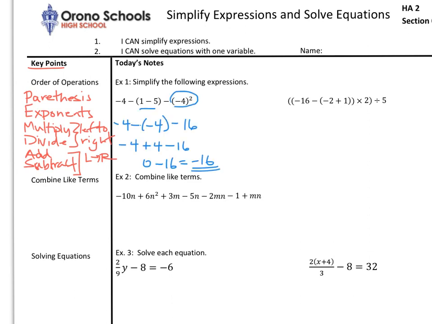Did you get negative 16? If so, you followed the correct order of operations to simplify. If not, let's take a look at the steps that I did to simplify. I recognized not only did we have parentheses, but we had an exponent. I took 1 minus 5 and got negative 4, and I kept it in parentheses because of the subtraction in front of it. When I had minus negative 4 squared, I did that negative 4 squared first due to order of operations, and I got minus a total of 16. The double negative in the middle made it negative 4 plus 4 minus 16. And 0 minus 16 stays negative 16.